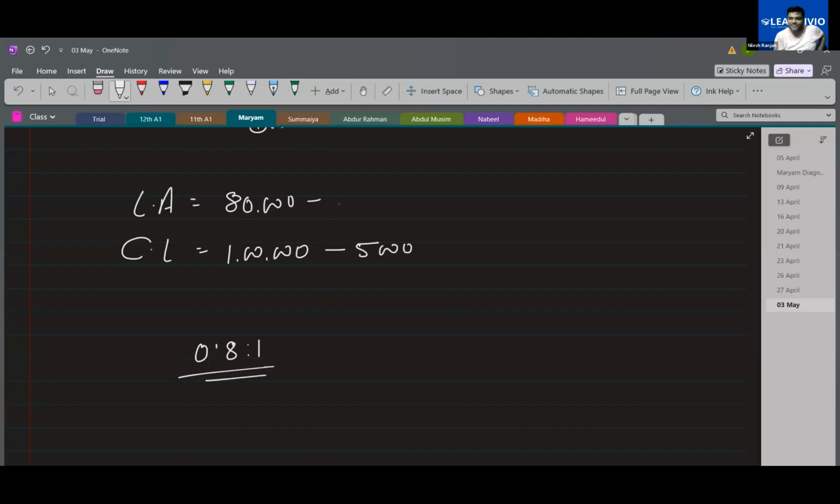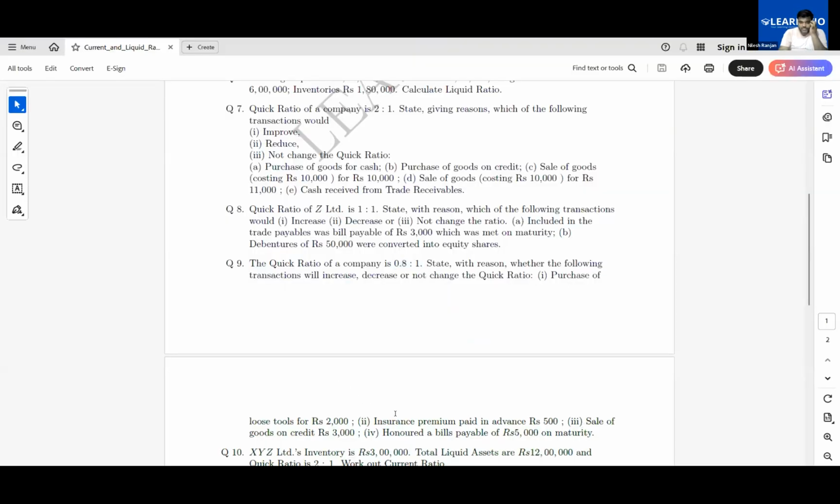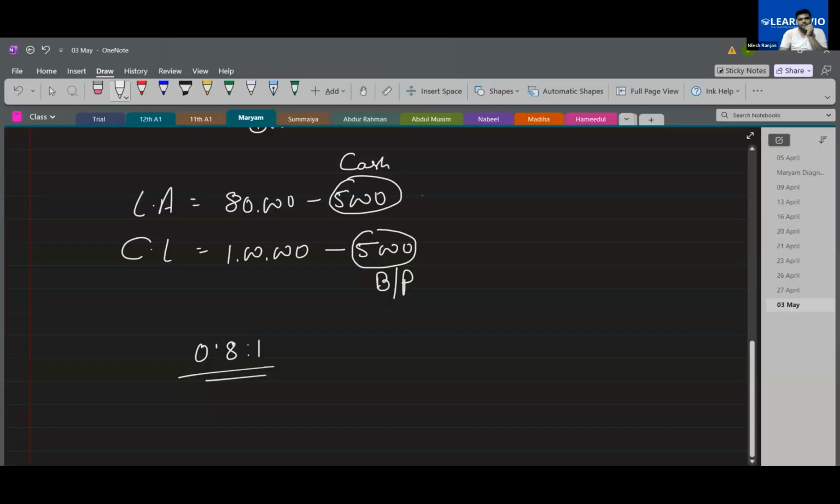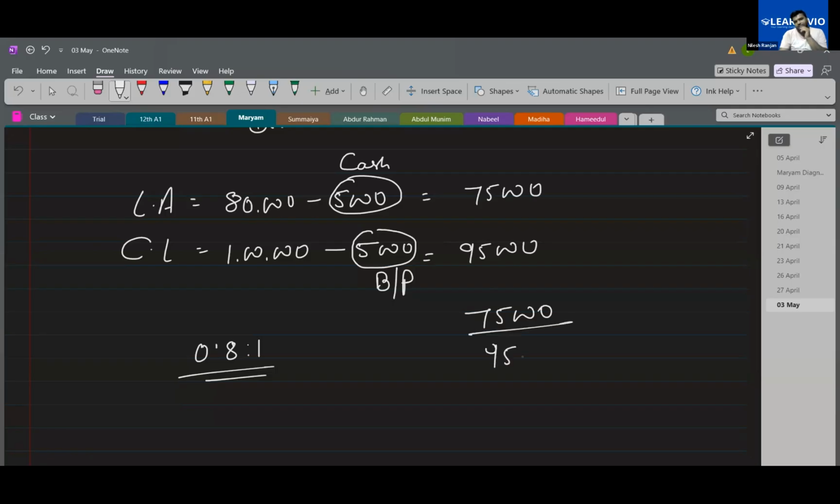So minus 5,000 here and minus 5,000 here because you are paying bills payable. So bills payable will decrease from current liability and you are paying from cash. So cash will decrease from liquid assets. Then the amount is 75,000 and 95,000. So 75,000 divided by 95,000, ratio will be, let me check.